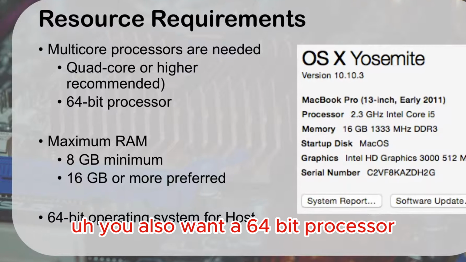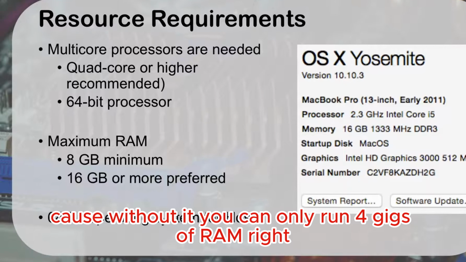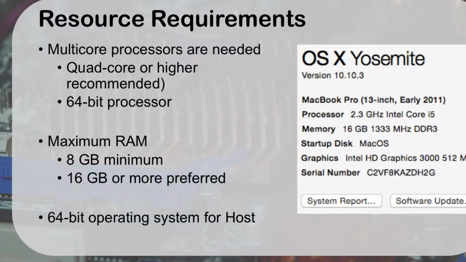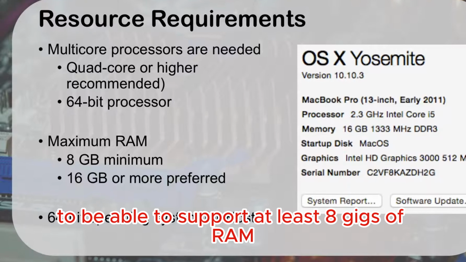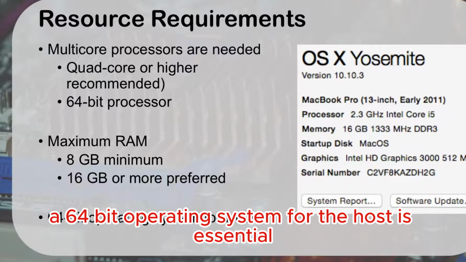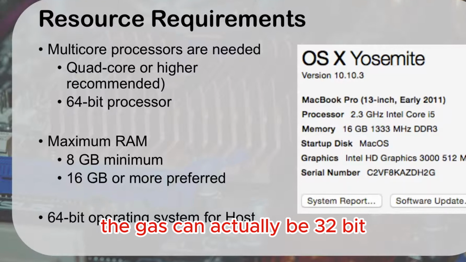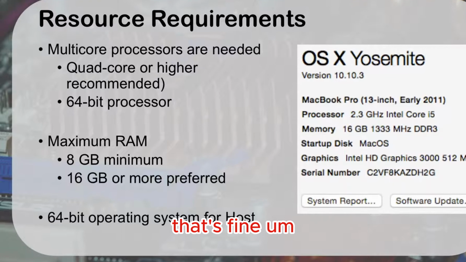You also want a 64-bit processor. Why do we need a 64-bit processor? Because without it, you can only run 4 gigs of RAM, right? So you have to have a 64-bit processor to be able to support at least 8 gigs of RAM, or more than 4 gigs of RAM. And again, a 64-bit operating system for the host is essential because it needs to be able to access all that memory. The guest can actually be 32-bit, that's fine.